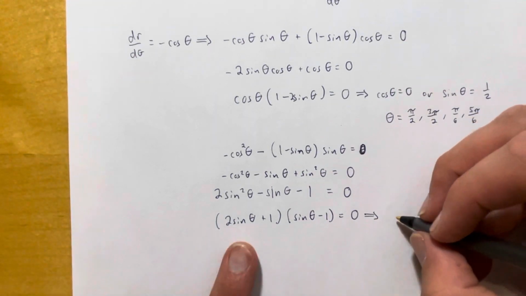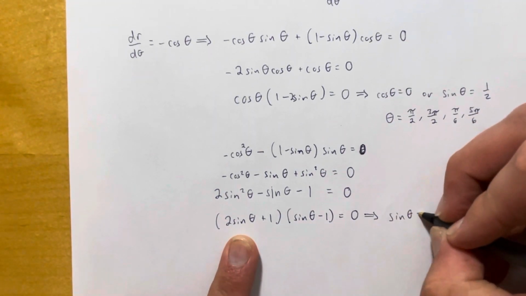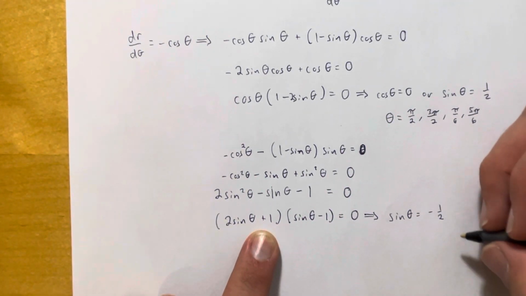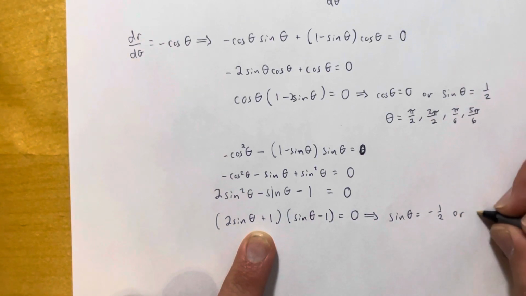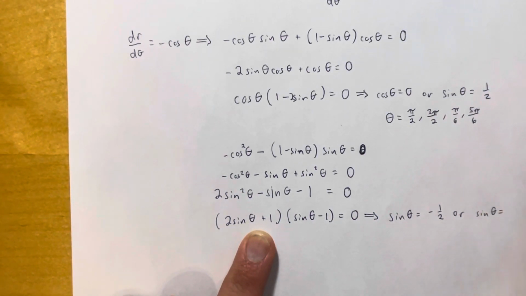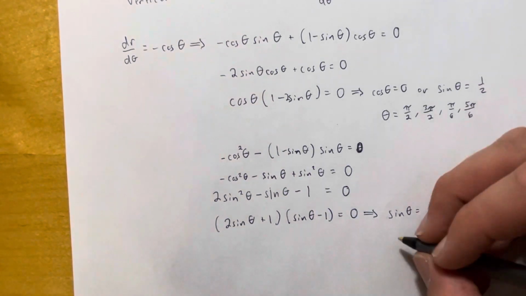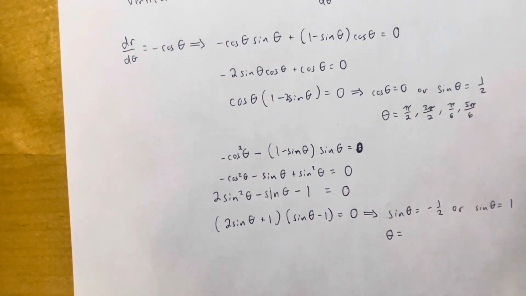This implies that sine of theta is either equal to negative 1/2, because that's what this would be if I set it equal to 0 and solve for sine, or sine of theta equals 1, which is if I set that guy equal to 0. So what values of theta do we get out of this?